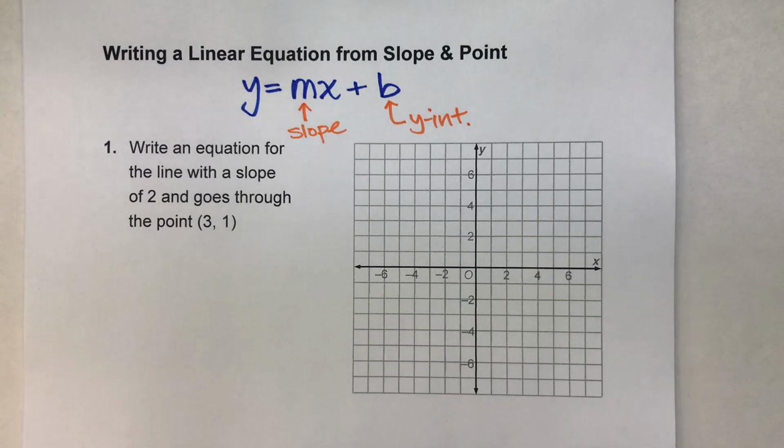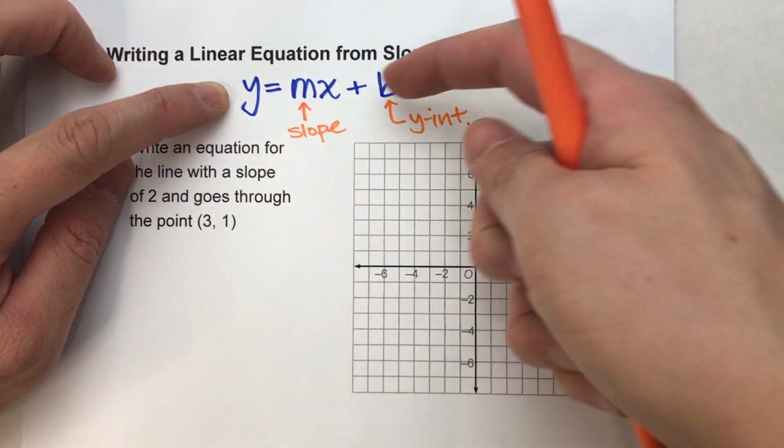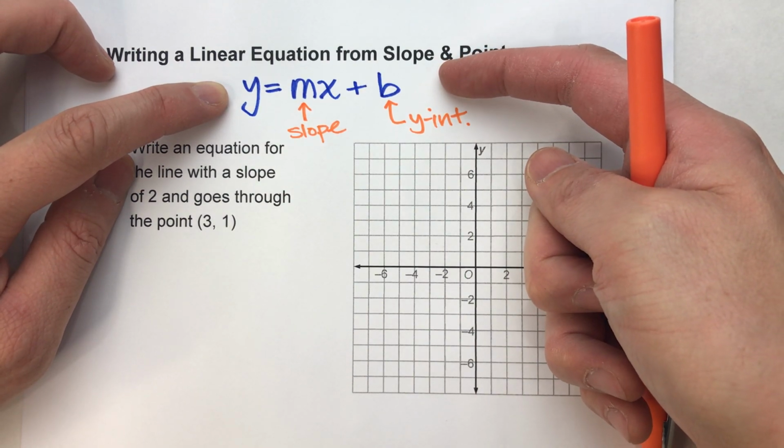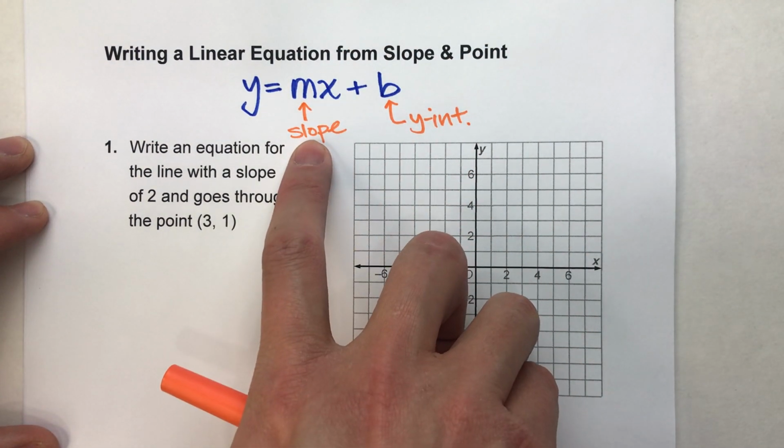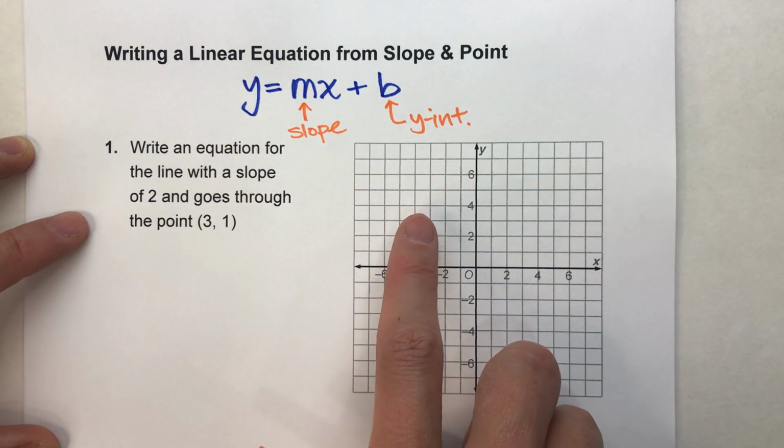So basically, if I know the slope and the y-intercept of a line, I could just put it here and here, and I've got my equation, okay? But today, we're going to be given the slope, but not the y-intercept, okay? So we're halfway done to writing our equation.